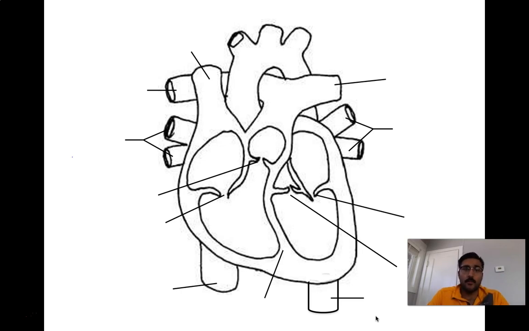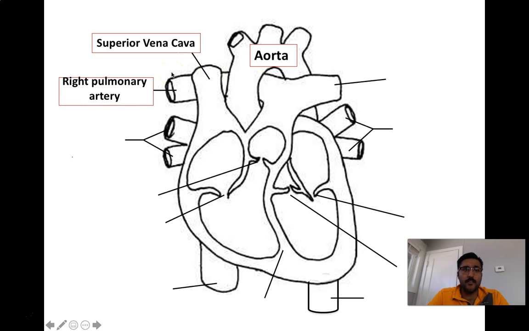So I've got a heart. I'm going to start labeling it. The top structure is called the aorta. The superior vena cava, I'm going to go just down the diagram here in no particular order, just so you have everything available to you, and then we'll talk about blood flow in a moment. Right pulmonary artery is on the right side of the anatomical heart. The right pulmonary veins are going to bring blood back to the heart from the lungs.